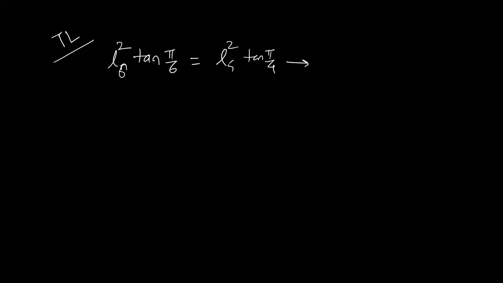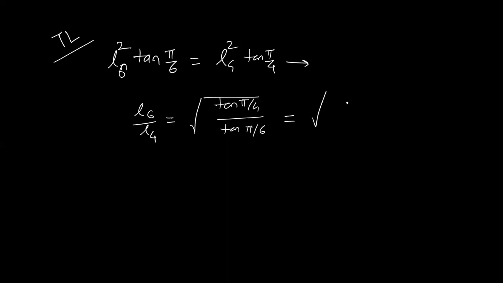From this we can get the ratio of L6 by L4. That is basically the square root of tan pi by 4 divided by tan pi by 6. We can solve that: tan pi by 4 is 1 and tan pi by 6 is 1 by root 3. So that is basically the fourth root of 3, and that is some number we will get there.